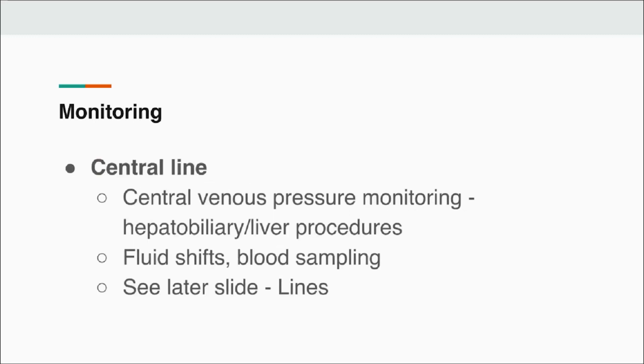Next, we may need a central line for monitoring purposes, and we'll talk about this later, a central line as access, but for monitoring purposes, if we're doing a hepatobiliary case or a liver procedure and the surgeon asks us to keep the central venous pressure down to avoid congestion, a central line might help us in that matter. And if the patient's going to have significant blood shifts, or for whatever reason we can't get an arterial line and we need to take blood samples during the procedure, a central line will help us there.